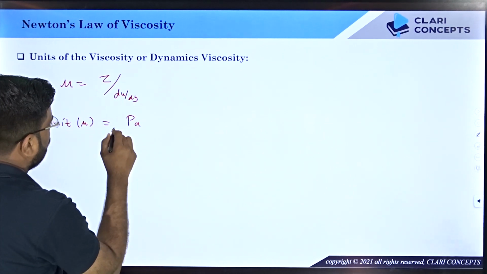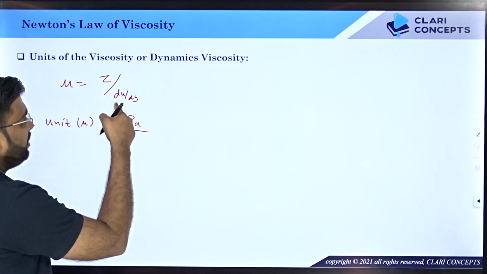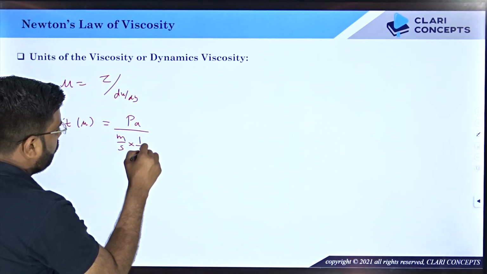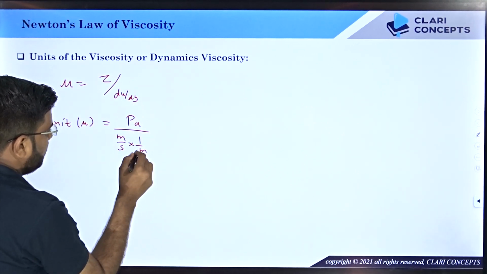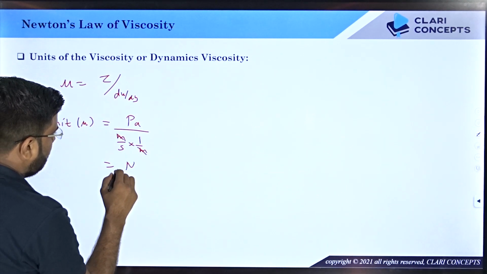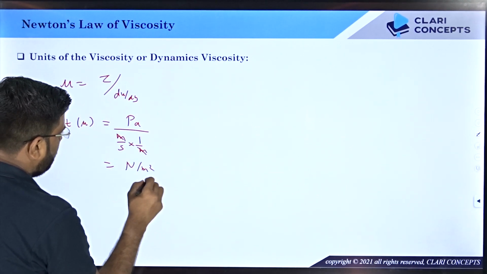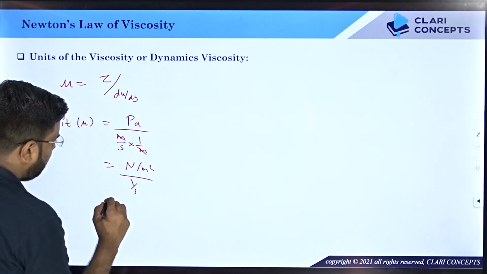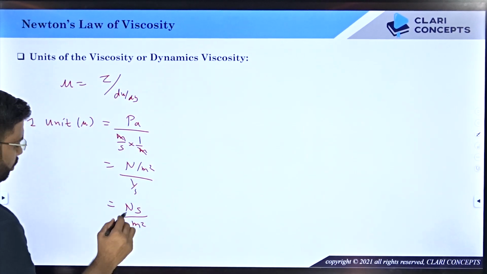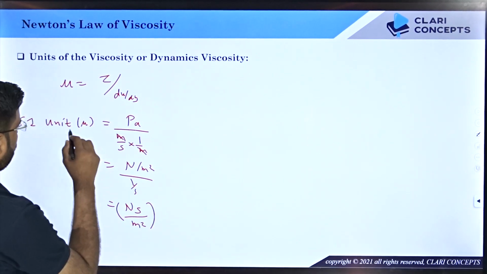What is the SI unit of du? Du is change in velocity, meter per second, and you have dy, change in distance, in meter, so meter per second into 1 over meter, the meters cancel. What is Pascal? Newton per meter square, and you have this 1 over second. Second will go up, meter square will come down. So Newton second per meter square. This is one SI unit of viscosity.